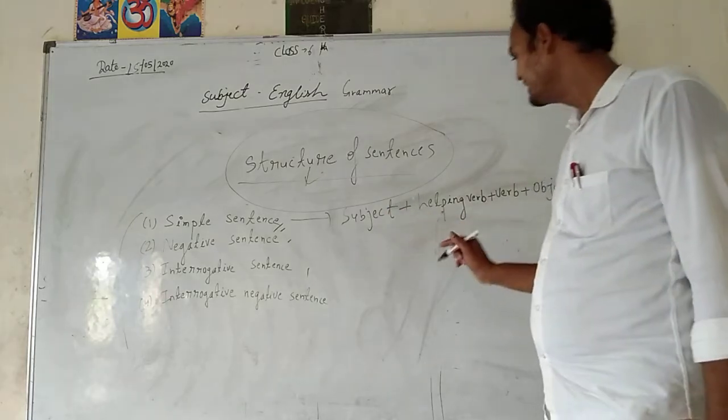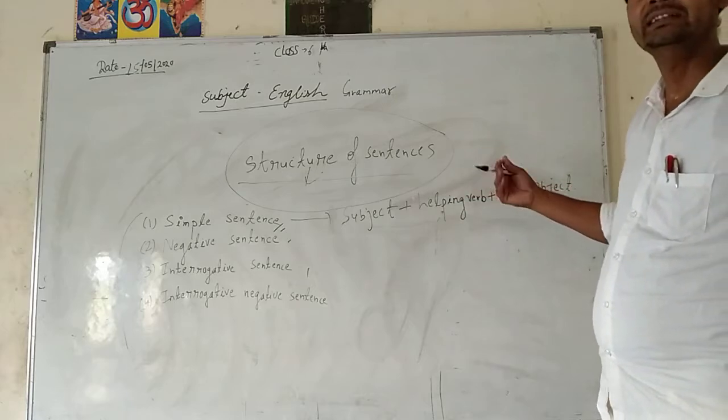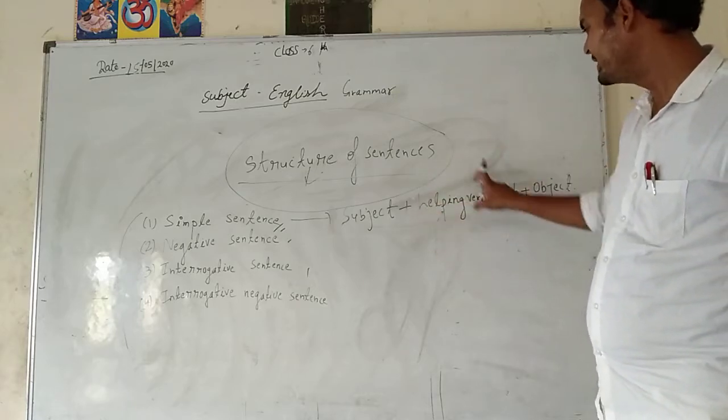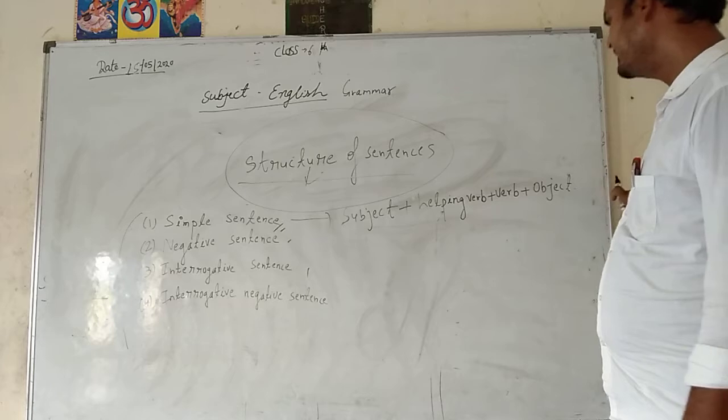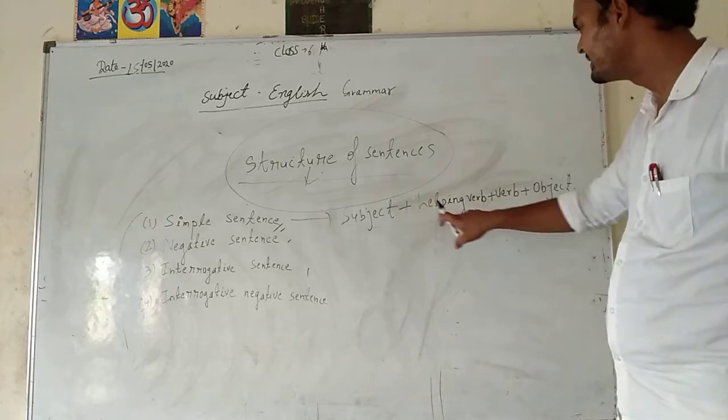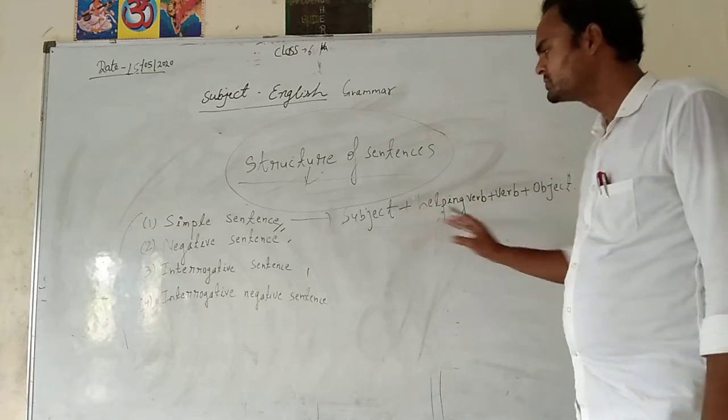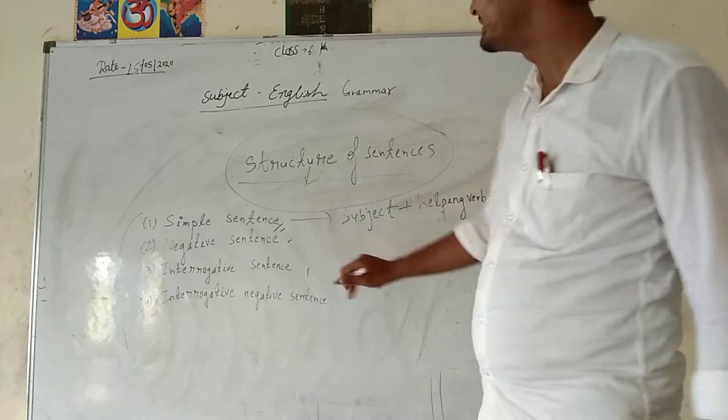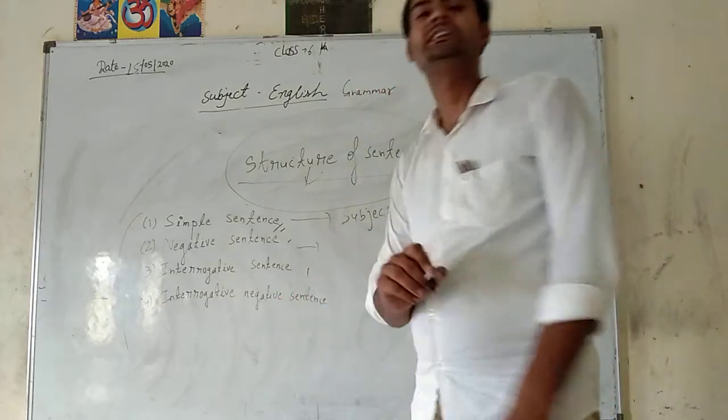If in some sentence or tense rule there is no use of helping verb, then this series will be applicable there: subject, then verb, then object. So this is the structure of a simple sentence.